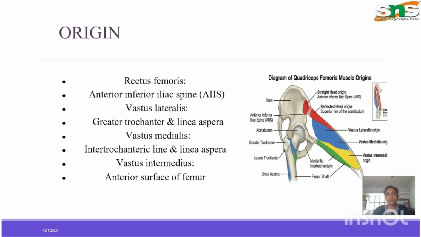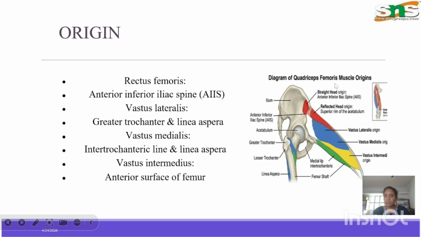So let's see where each of the muscles of quadriceps originates. Rectus femoris originates from the anterior superior iliac spine. Vastus lateralis originates from the greater trochanter and also the linea aspera. And the vastus medialis muscle originates from the intertrochanteric line. So greater trochanter and the lesser trochanter, intertrochanteric line, and also the linea aspera. Vastus intermedius, anterior shaft of the femur.